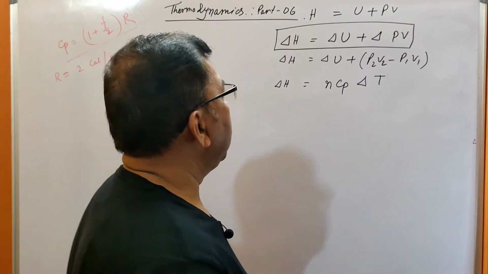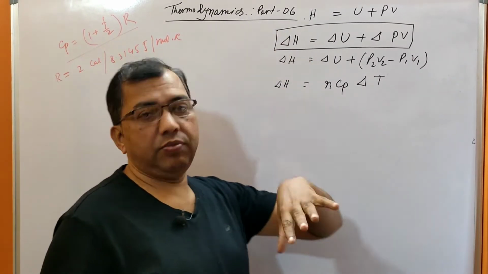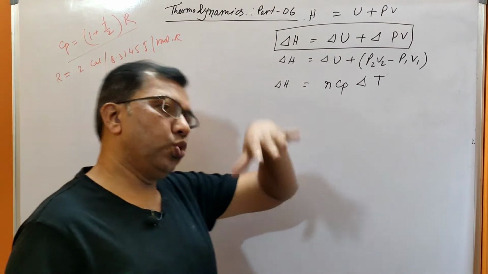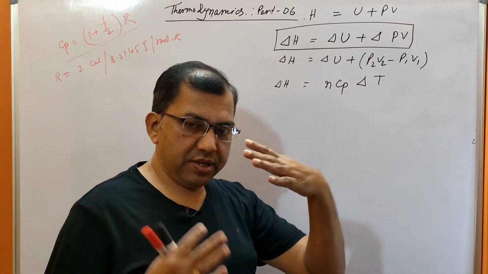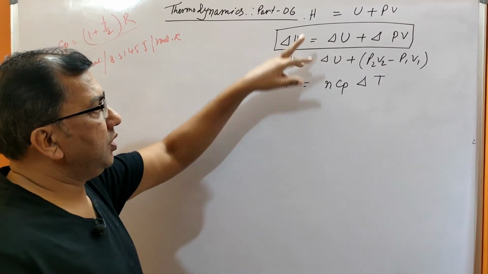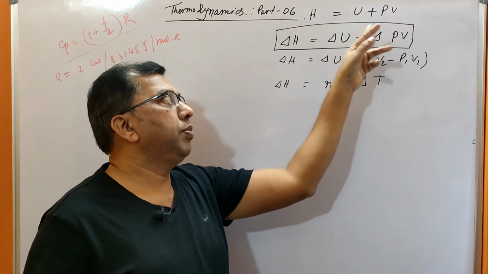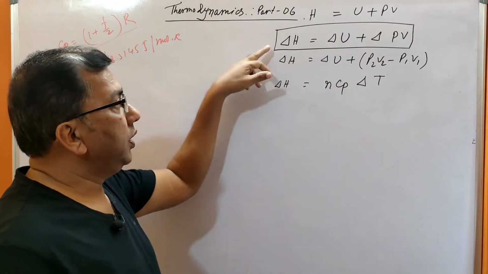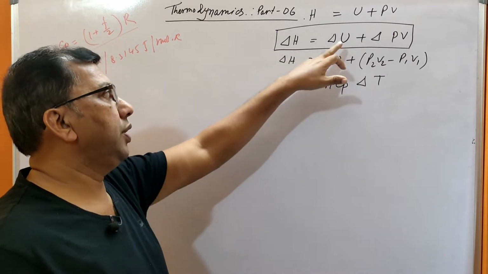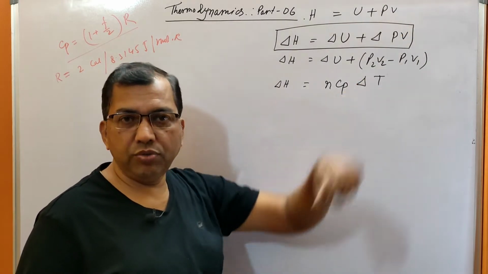So guys, now let's start. In my part 5 video, I discussed enthalpy and enthalpy change, and also the internal energy change. What we learned previously: H, the enthalpy, equals U, the internal energy, plus PV. From here, delta H, the change of enthalpy, equals delta U plus delta PV. This is the important formula I told you earlier.